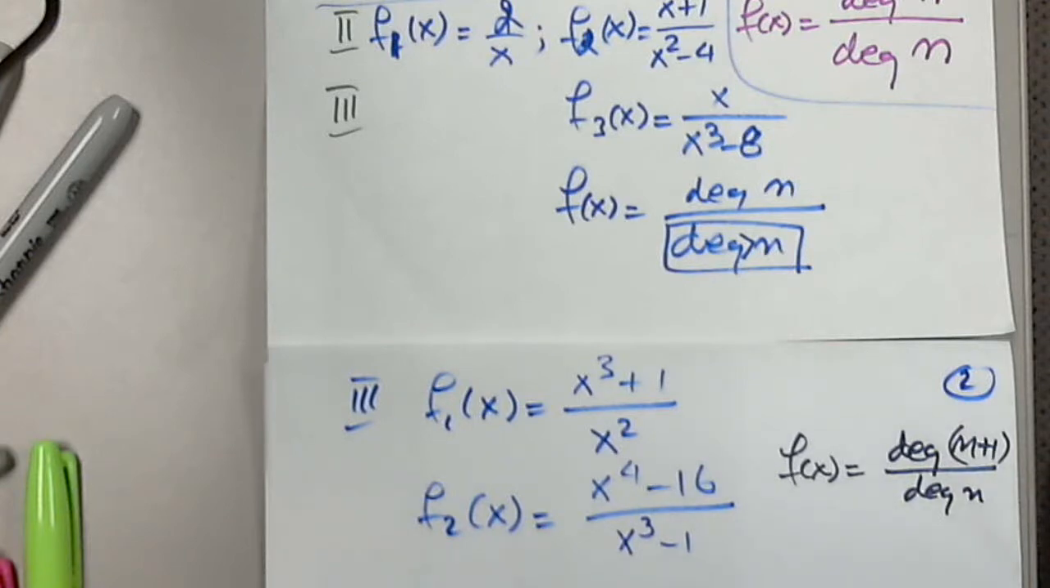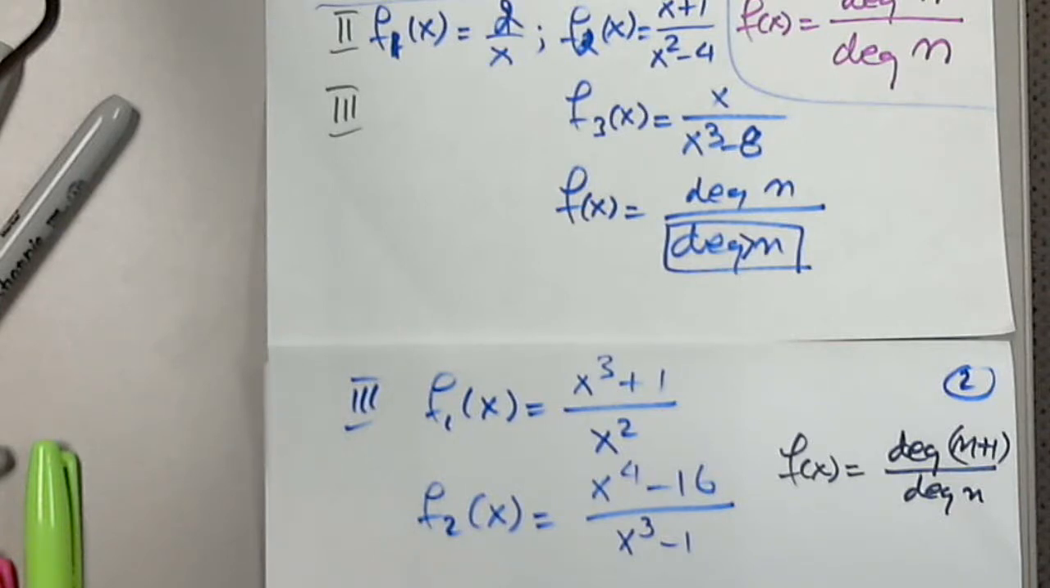But if the degree of the top is 4 and the degree of the bottom is 2, then I don't have a line. The quotient will not be a line. The quotient will be something else. And we'll see what happens.